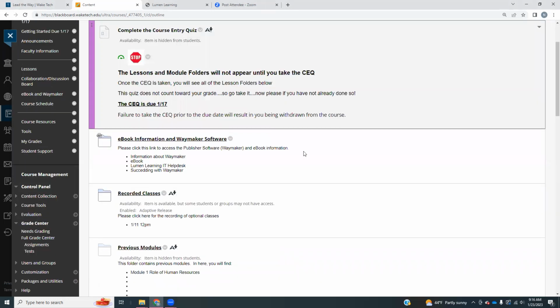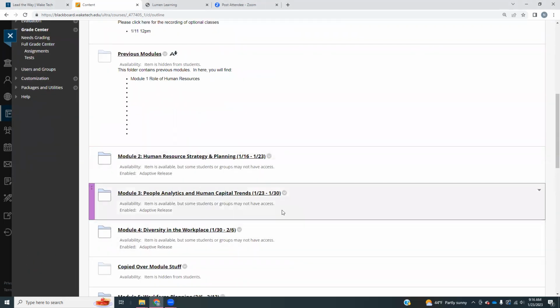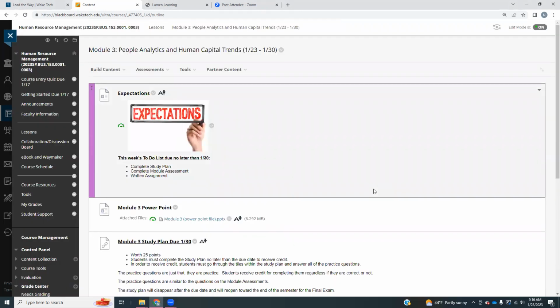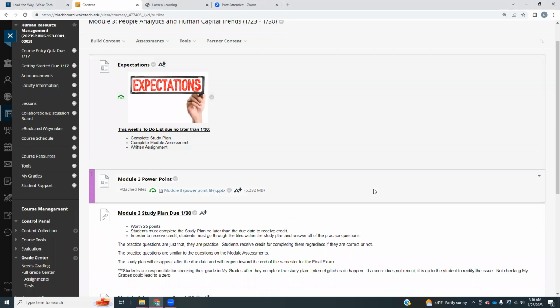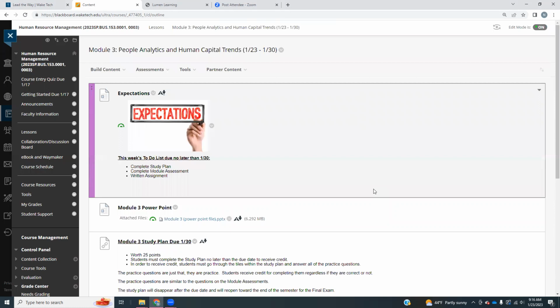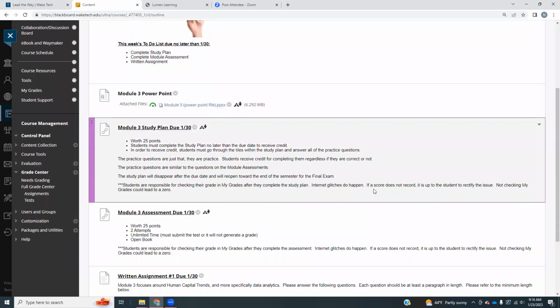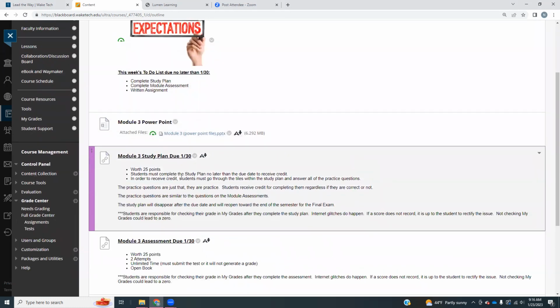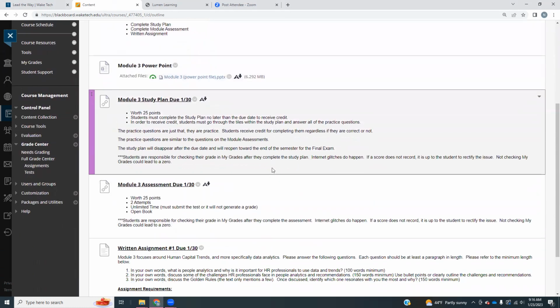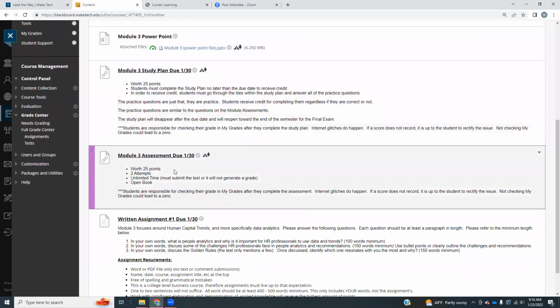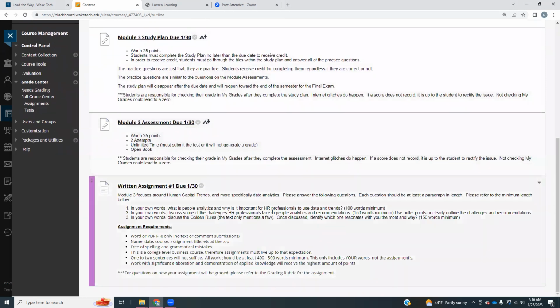Let's jump back over to Module 3, People Analytics and Human Capital Trends. So just like everything, HR is getting more tech savvy. This includes how we can use analytics and human capital trends to help with HR responsibilities. So in here, you're going to do the study plan that's due on the next Monday, the assessment as well, and then this week we have a written assignment.